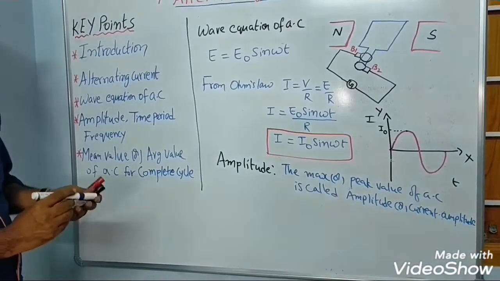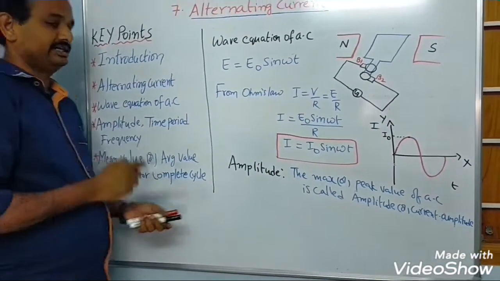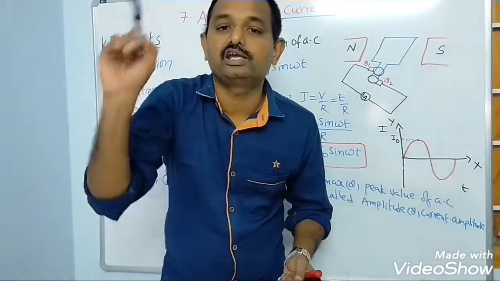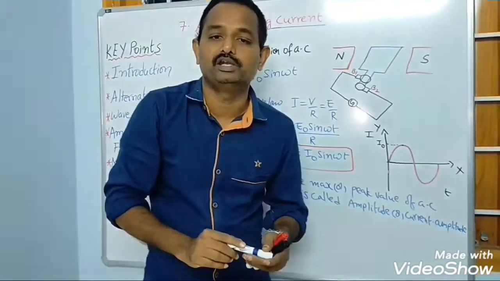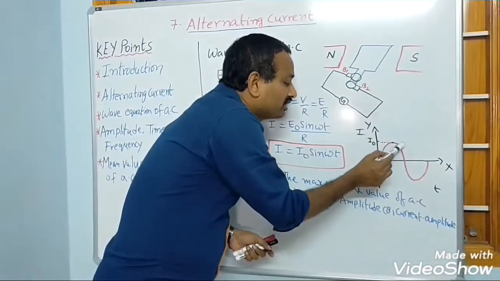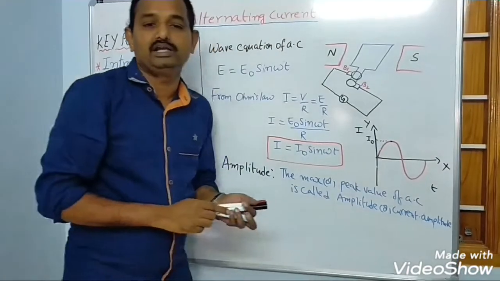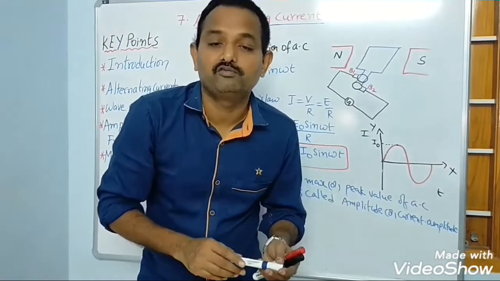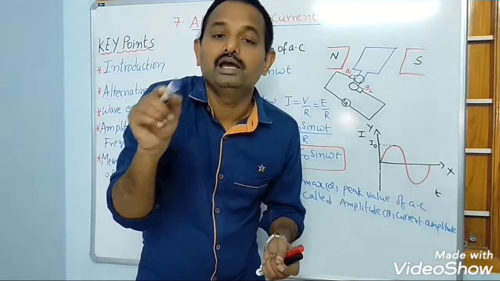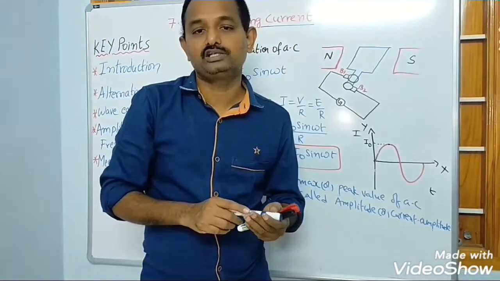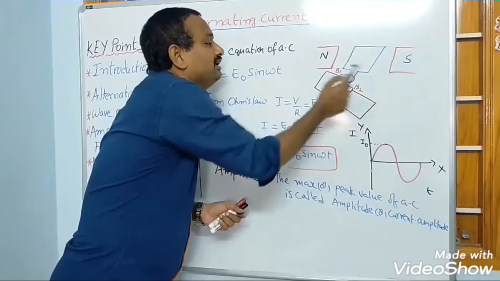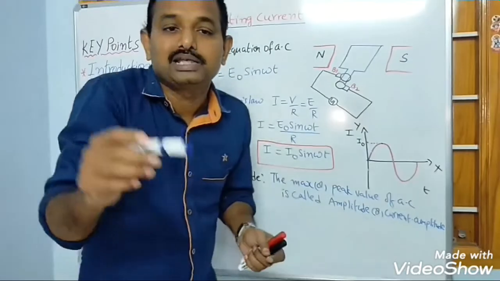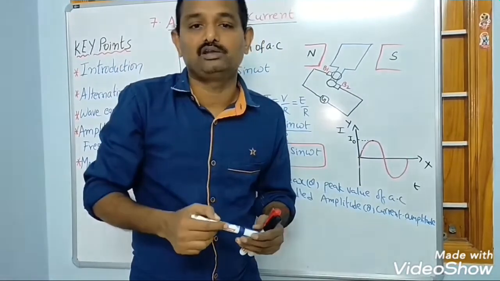Okay, then what about time period? Students, the time taken for one complete cycle of alternating current is called the time period, which is equal to the time taken for one rotation of a coil in a magnetic field. When the coil is rotating in a magnetic field, the time taken for one rotation, how will we calculate it?